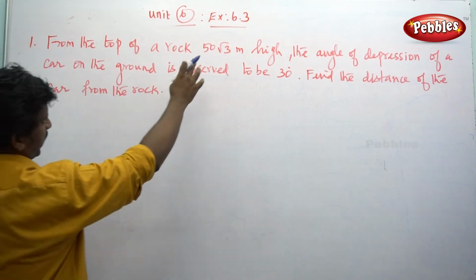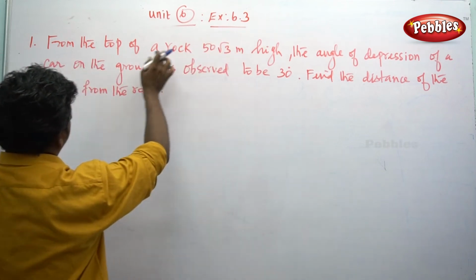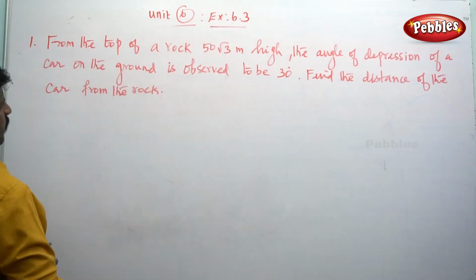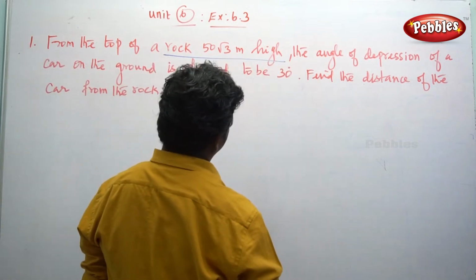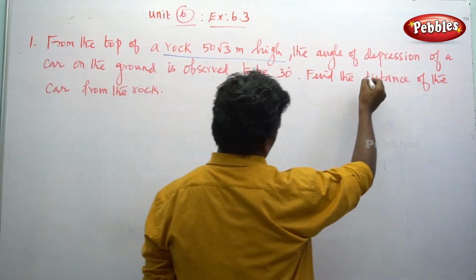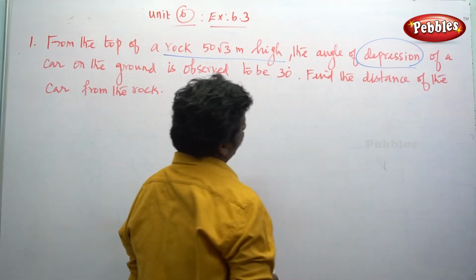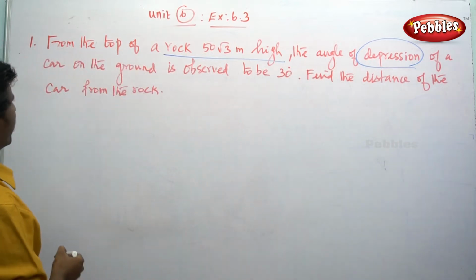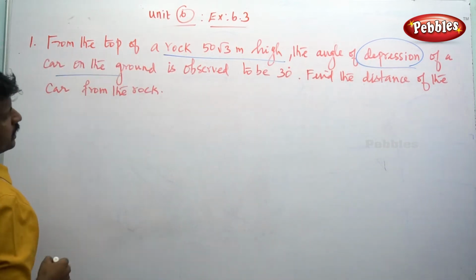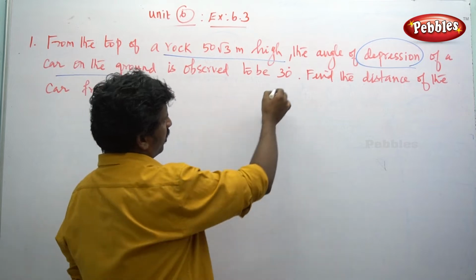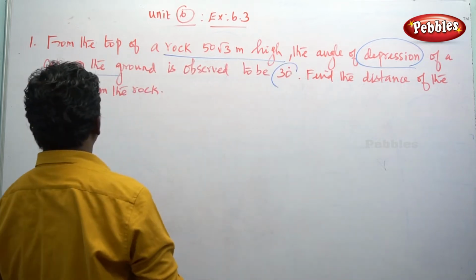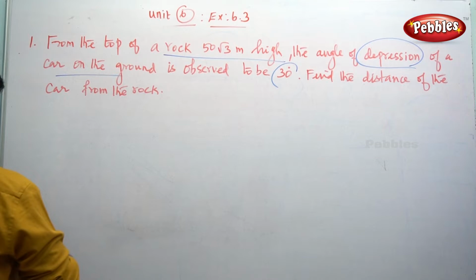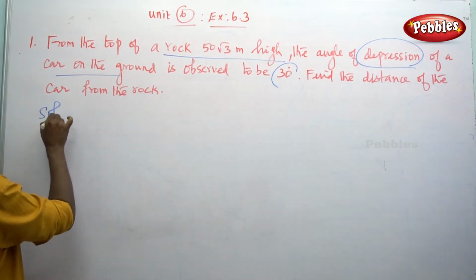See the next exercise 6.3. The first problem: from the top of a rock 15 root 3 meter height, the angle of depression of a car on the ground is observed to be 30 degree. Find the distance of the car from the rock, right? So see here the solution.